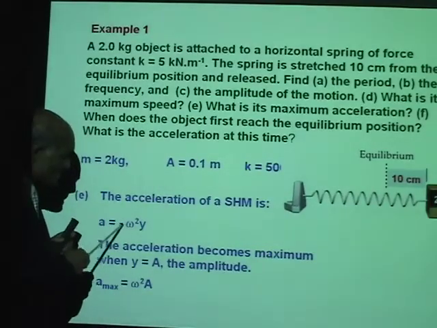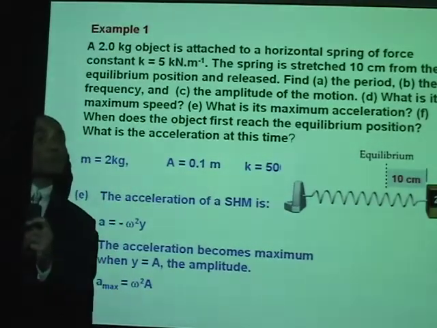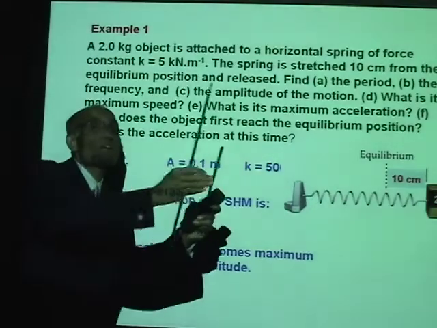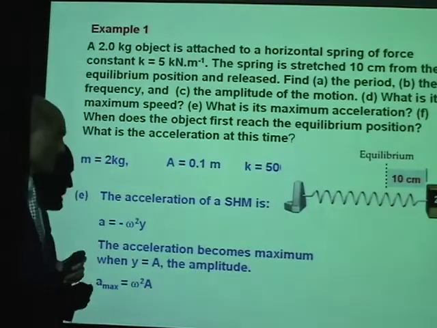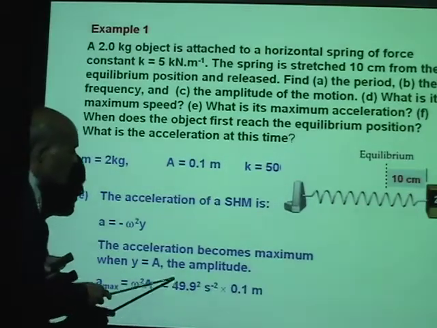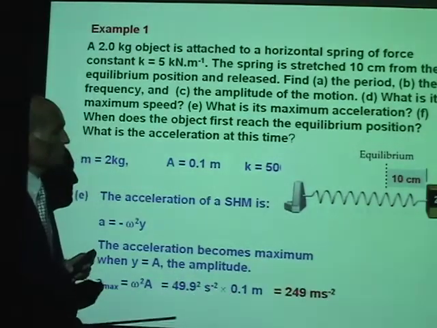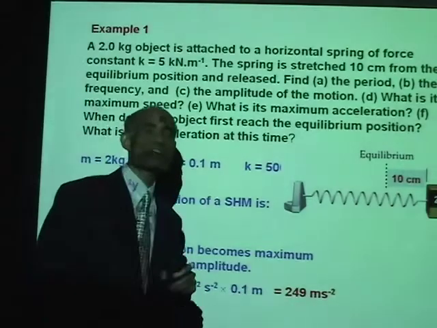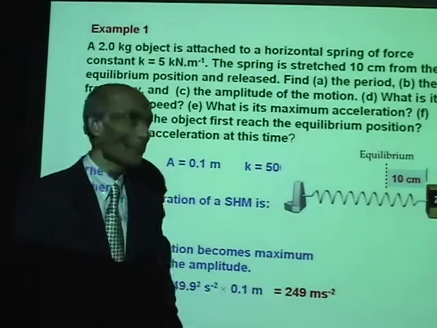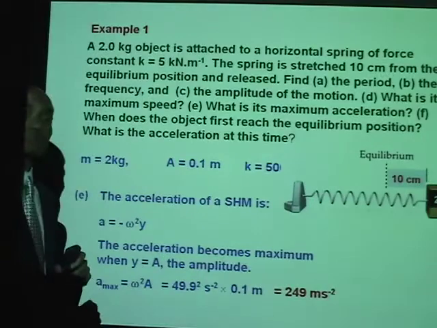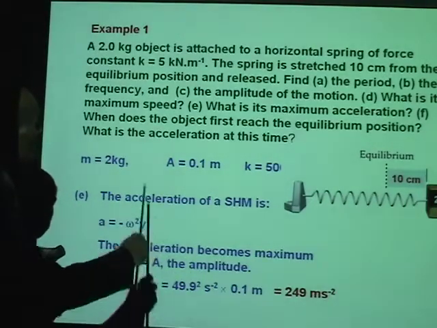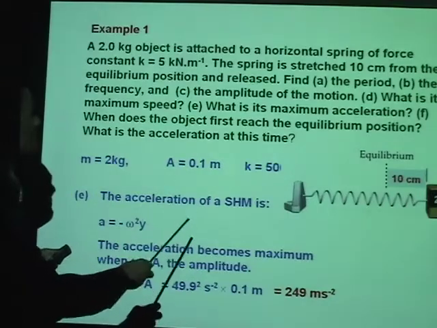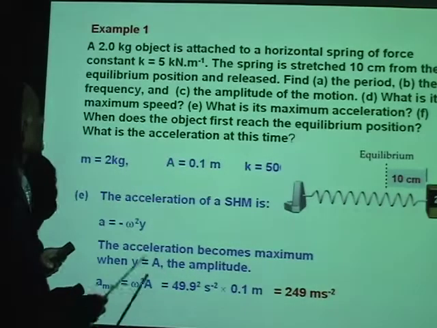Remember, the negative sign will give you the minimum. If you take away the negative sign, it will give you the maximum. So the maximum acceleration is omega squared A. Omega we know, A we know. So the maximum acceleration is 249 meters per second squared. All right? I would like you to go back and do this one more time. All right, let's go back and see what is left.